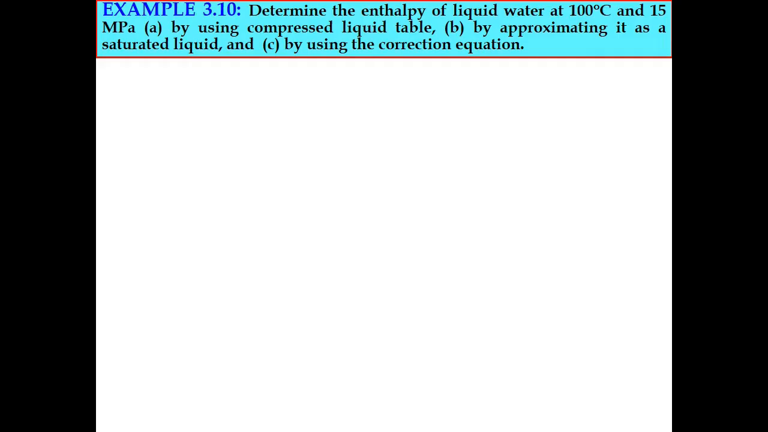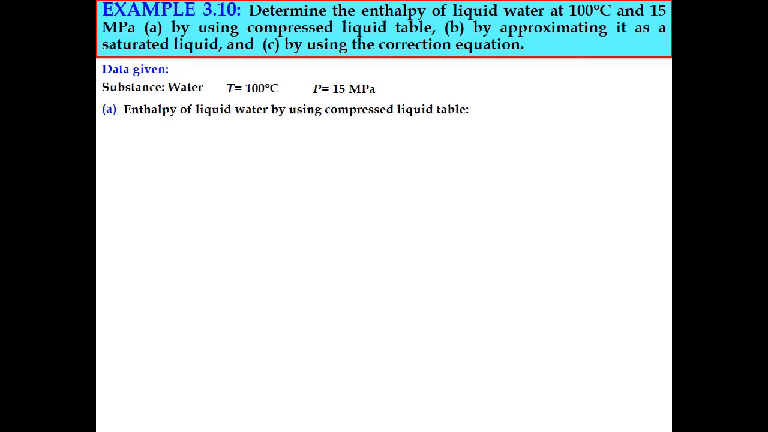Example 3.10, the example involving specific heat of liquid. Determine the enthalpy of liquid water at 100 degrees Celsius and 15 megapascal, A, by using the compressed liquid table, B, by approximating it as a saturated liquid, and C, by using the correction equation. Okay, data. In terms of data, we have the substance, water. The temperature is 100 degrees Celsius and the pressure is 15 megapascal. And for A, we try to answer the first question.